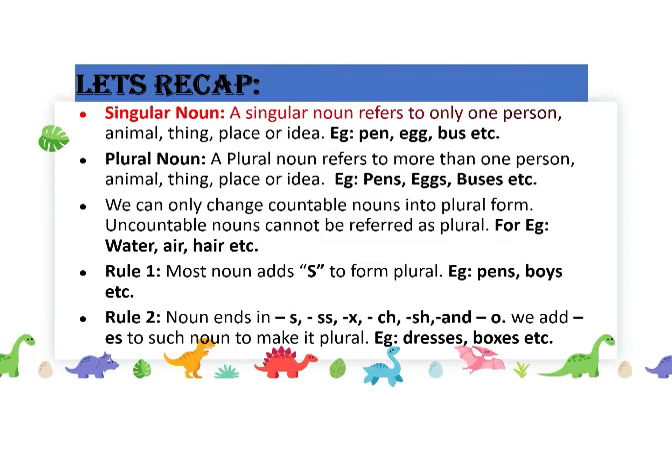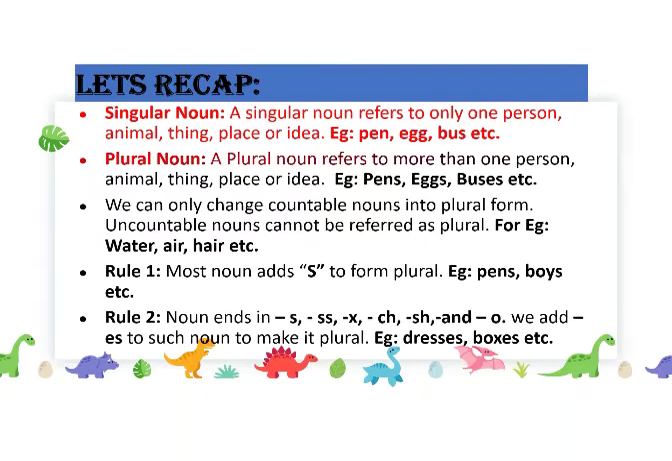Students, now we will have a quick recap of what we studied in the previous video. Singular noun: a singular noun refers to only one person, animal, thing, place or idea. For example, pen, egg, bus, etc. Students, you all know what singular is. Singular refers to a single thing. Single means one. Next, when we are talking about one, then this chapter is about plural, that is, many.